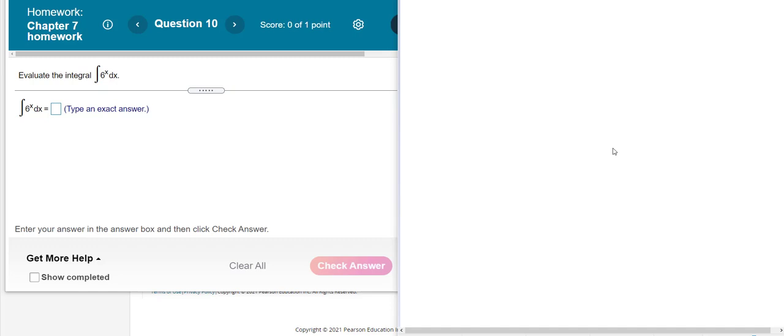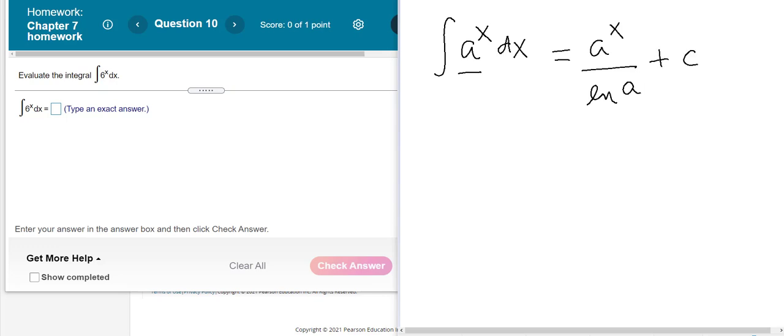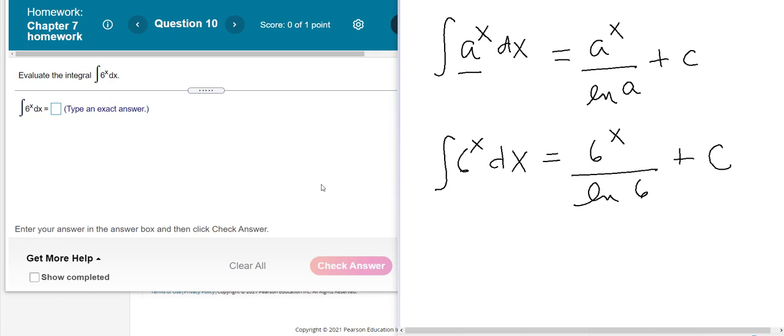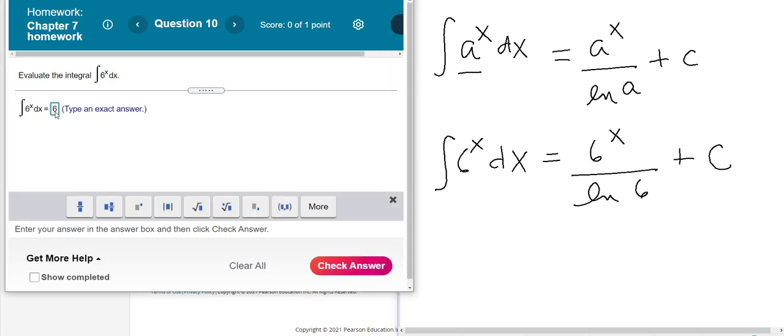So here's the third one that you don't use the power rule on, okay? The integral of a to the x dx. Now notice the base is a constant this time. It is a to the x over the natural log of a plus c. So if I'm doing the integral of 6 to the x dx, it's going to be 6 to the x over the natural log of 6 plus c.